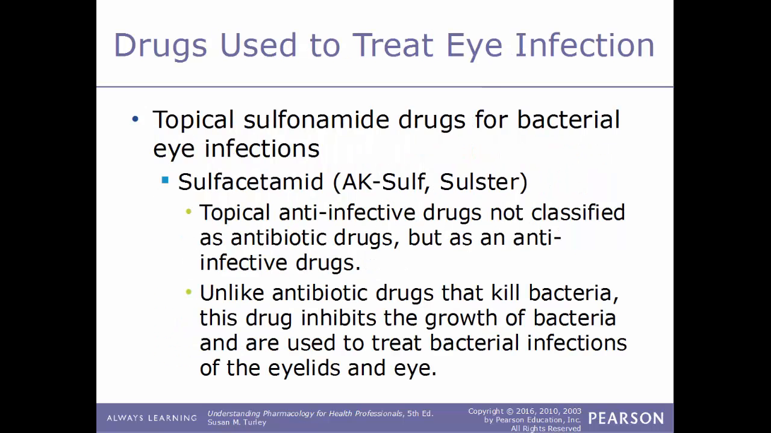Another class of drug that's used to treat bacterial eye infections is topical sulfonamide drugs. An example of this would be sulfacetamide, which is sold under the names AK-Sulf and Sulster. This is a topical anti-infective drug. It's not classified as an antibiotic drug, but as an anti-infective drug. That's because, unlike antibiotic drugs that actually kill bacteria, this drug inhibits the growth of bacteria and is used to treat bacterial infections of the eye and eyelids.